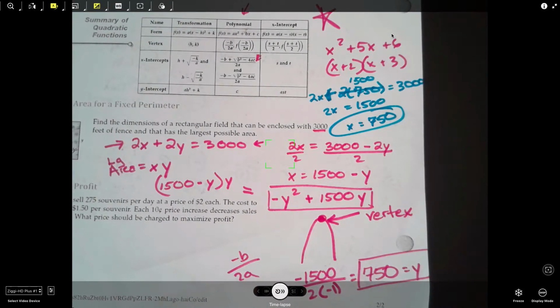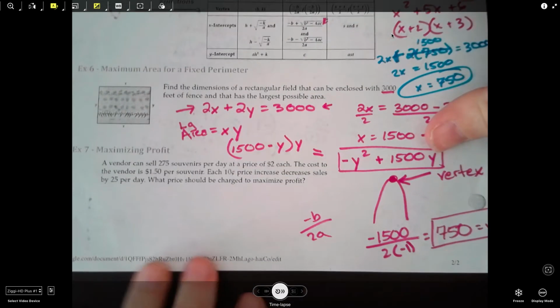Did you hear me say the other day when we talk about perimeter, when we are trying to minimize perimeter but maximize area, your rectangle is going to be as square as possible? Is my rectangle a square? Yes, 750 by 750, okay? When you're minimizing perimeter and maximizing area, you want your rectangle to be as square as possible. Those are the dimensions that will make it that way, okay?